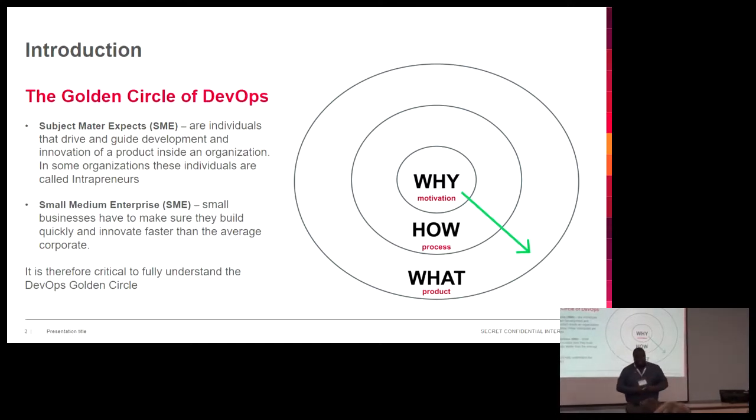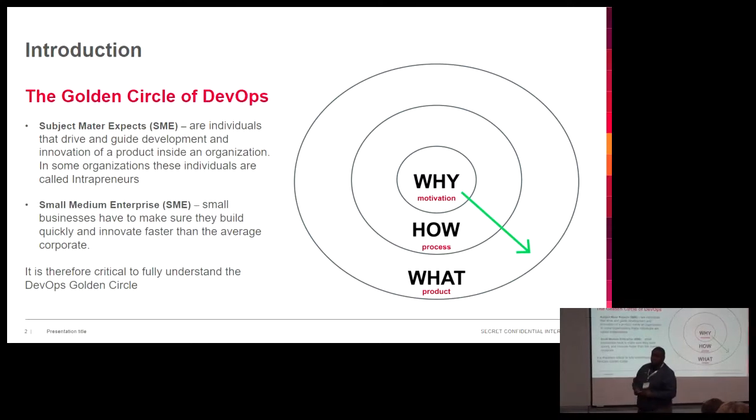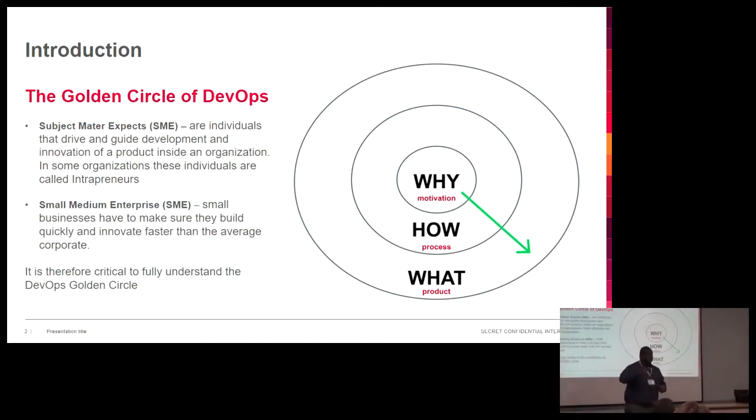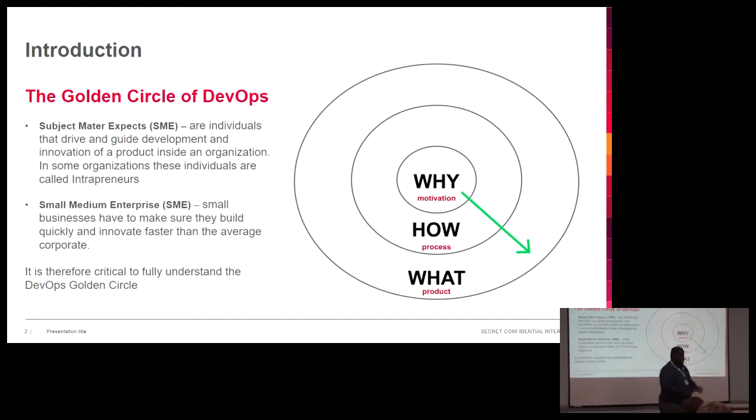We all know that people don't necessarily buy what you do. They buy why you do it. So you need to clearly define your why. And your why will become your motivation here. And then your how, which is your processes. As you could tell from my definition of DevOps, I included processes. All right? And then the what, the product you're trying to build.